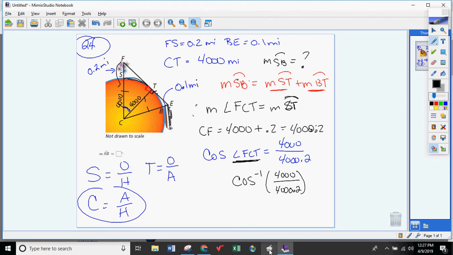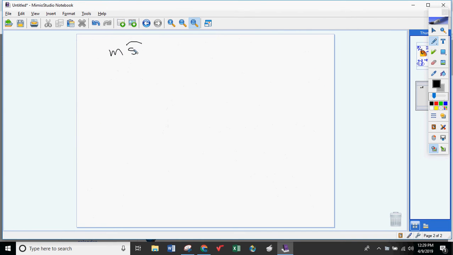I'm going to pause the video. Using my calculator, I do second cosine and type this in. You have to make sure your calculator's in degrees, and you're going to get 0.572945, but we're going to round it here. So a little over half of a mile is the measure of arc ST.